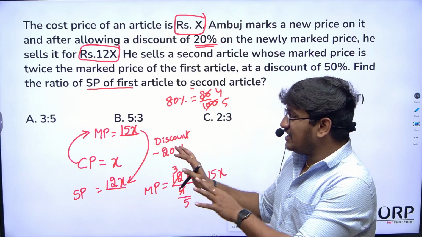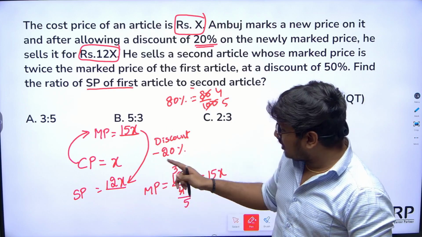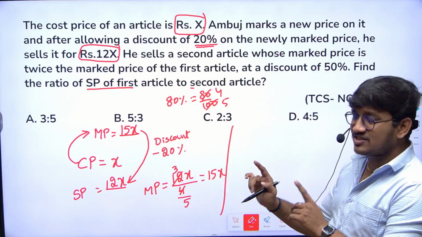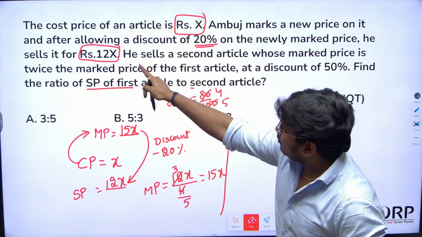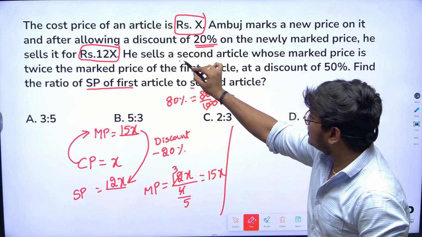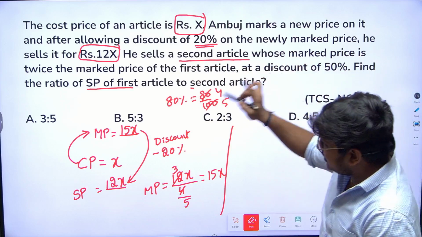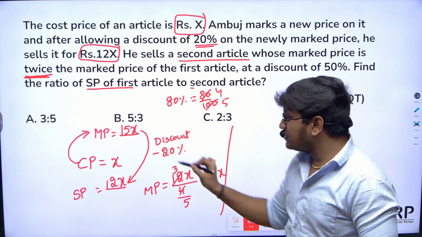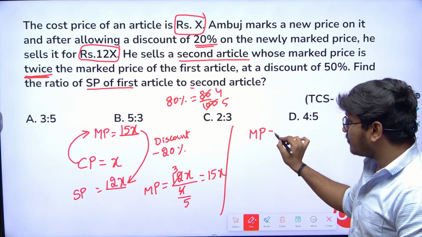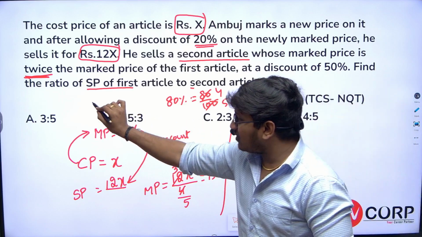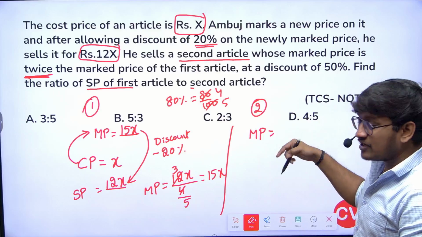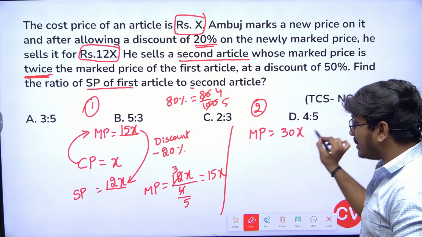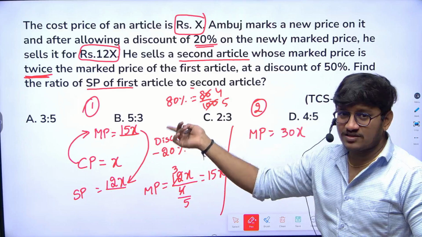Almost I can say that 80% of the solution is done here. If you know how to write this market price, 80% of the solution is done. Now what they are asking in the second case, just try to understand. He sells a second article whose market price is twice the market price of the first article. First article market price is 15x. What will be the second article market price? This is the second article, this is the first article. The second article market price is twice that of the first, so can I say the second article market price is 30x? Because if it is 15x, twice means 30x.